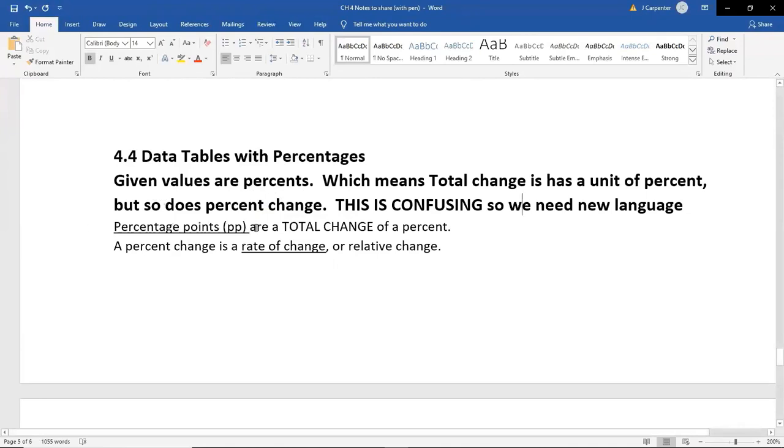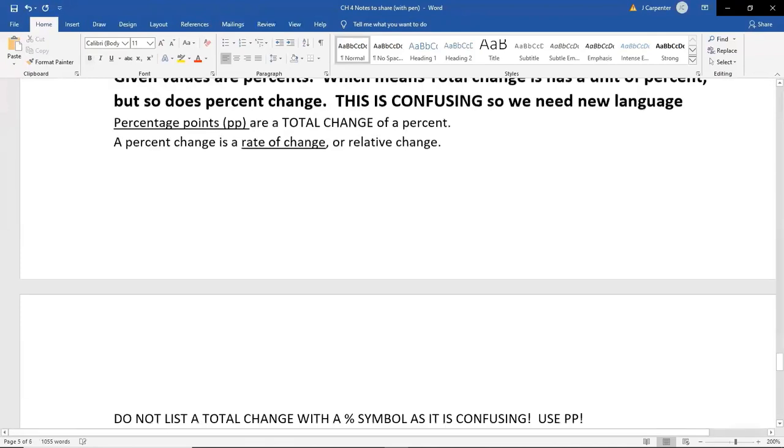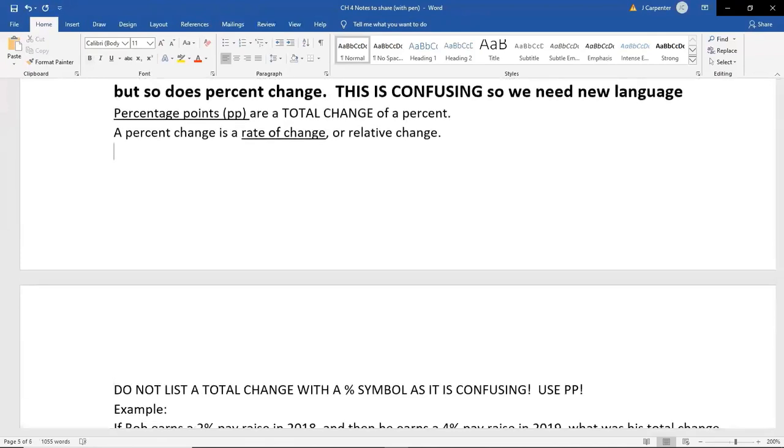So this symbol, PP or PPS, is only used for total change. When we're talking about the relative change or the percent change, we still just use the old school percent symbol. PP is literally the same thing as percent. On a mathematical sense, those are one and the same. We just use the PP abbreviation instead of a percent to avoid confusion for our readers, for our students, for anyone.